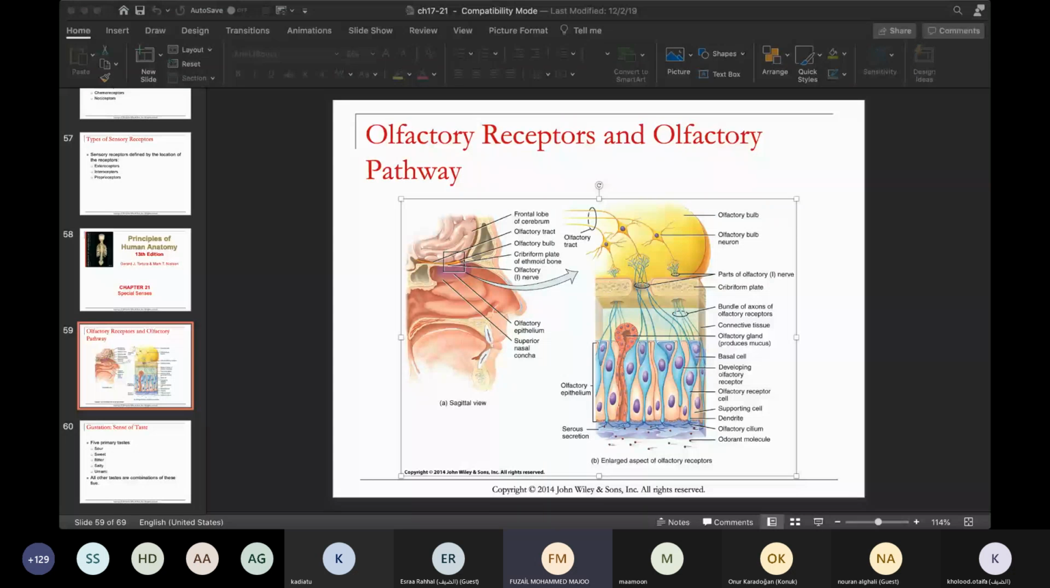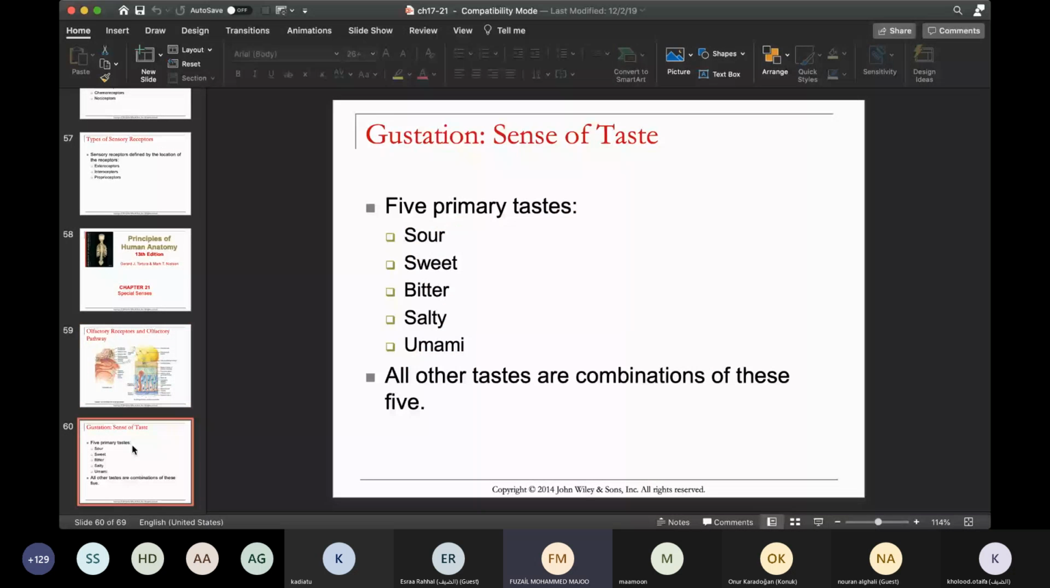So aside from smell, the next sensation we looked at was taste. For taste, there are different types of taste also. Sour is rather obvious. Sour tastes sour. We've all tasted that. Sweet is sweet. Bitter is the opposite of sweet. Salty is also obvious. And then there's umami. Who knows what umami is?